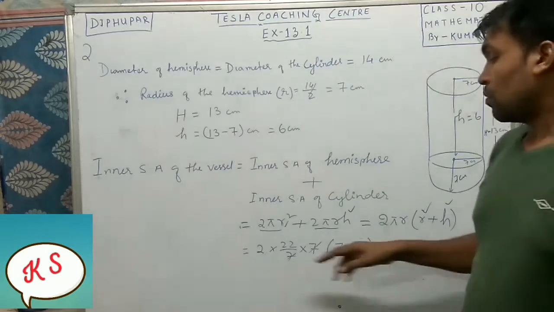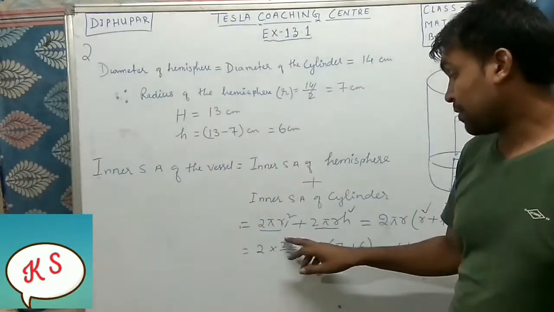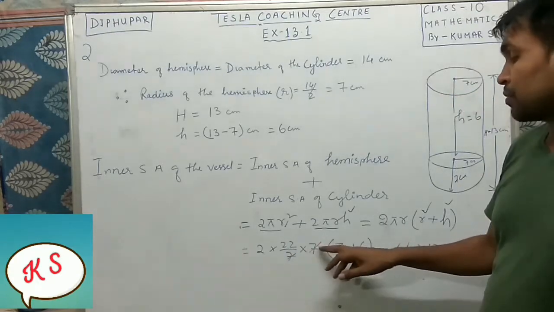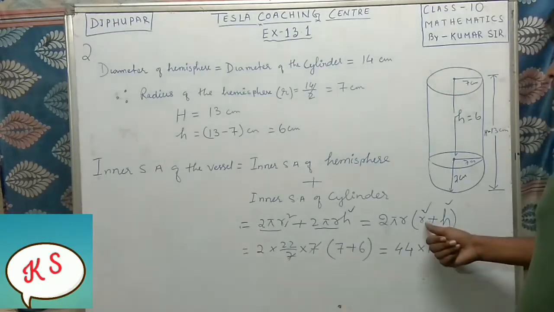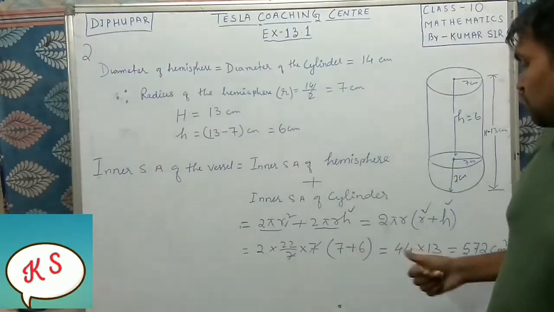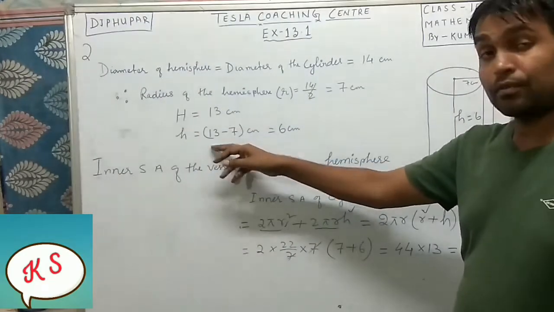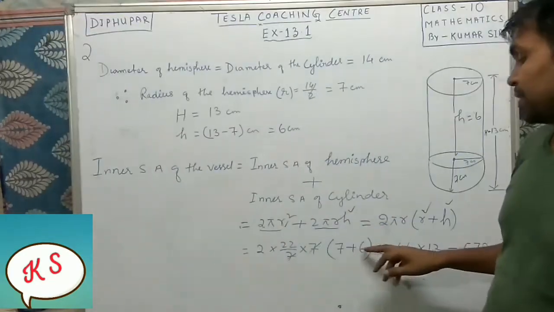Okay, now 2 into pi value is how much? 22 by 7. So we have written 22 by 7 into 7, and in the bracket, r value how much did we get? r is equal to 7. So we have written here 7 centimeter. And what is our h? That is the height of the cylinder, which is 6. So we have written here 6.